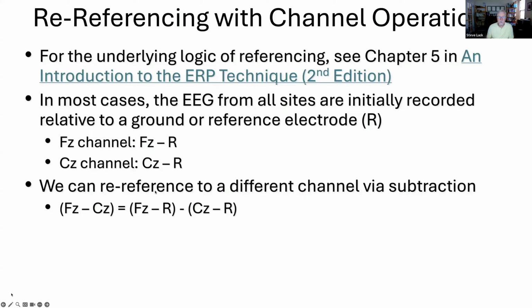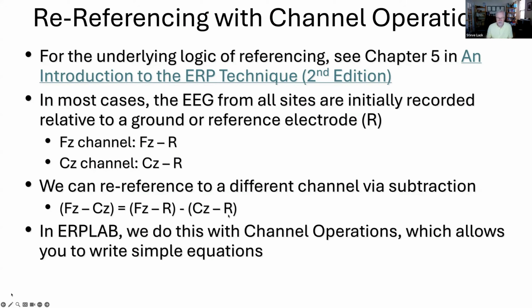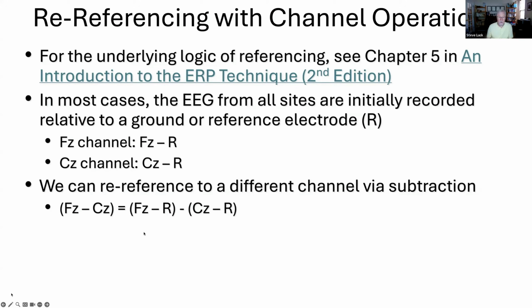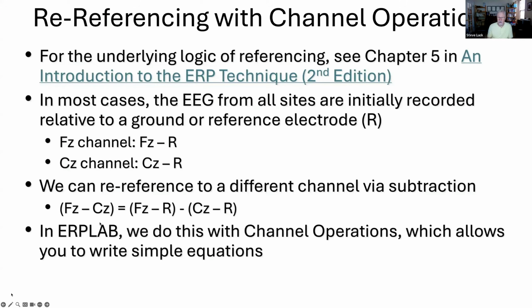So if I wanted to re-reference to CZ, if I wanted to make CZ the reference, well, that's FZ minus CZ. That's what I want to get. I want the voltage at the FZ electrode minus the voltage at the CZ electrode. Well, it turns out that I can just take the original FZ minus reference and minus CZ minus reference. And if you do that, well, we have minus R minus minus R. The R's drop out, and that just gives us FZ minus CZ. So to create the data referenced to CZ, I just subtract the CZ channel from every other channel.